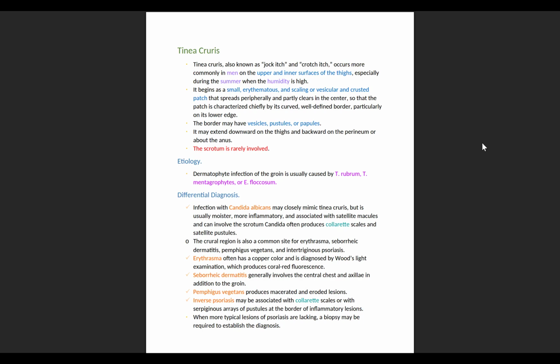Etiology: dermatophyte infection of the groin is usually caused by Trichophyton rubrum, Trichophyton mentagrophytes, or Epidermophyton floccosum. Differential diagnosis: infection with Candida albicans may closely mimic tinea cruris, but is usually moister, more inflammatory, and associated with satellite macules, and can involve the scrotum. Candida often produces collarette scales and satellite pustules.